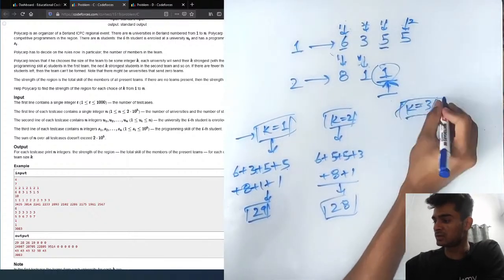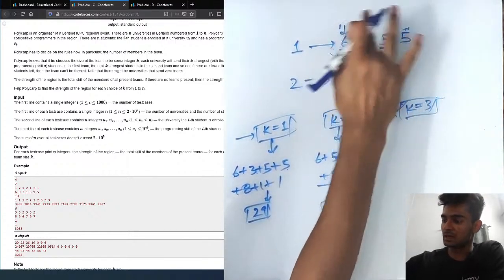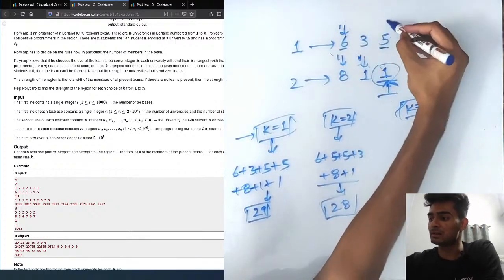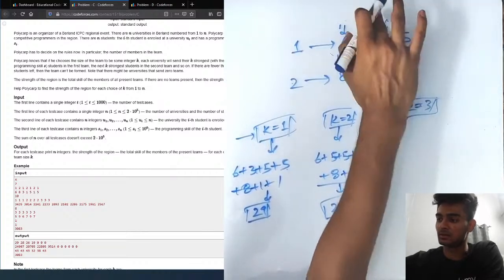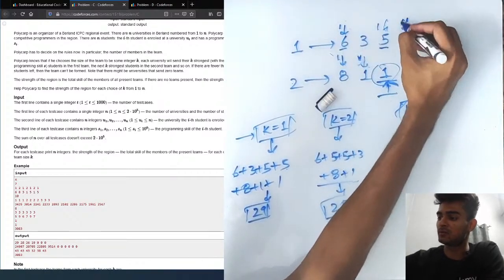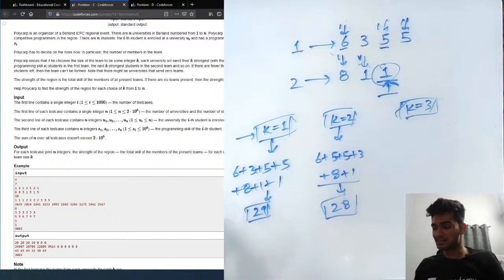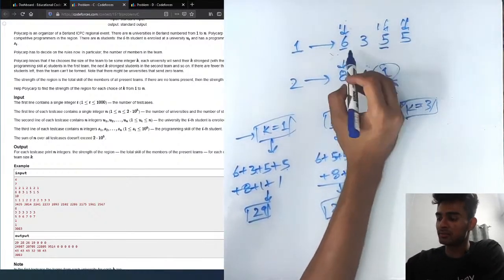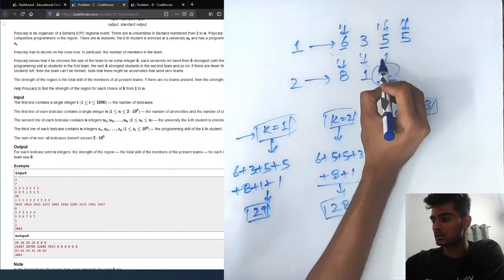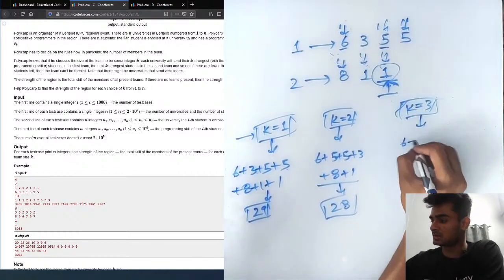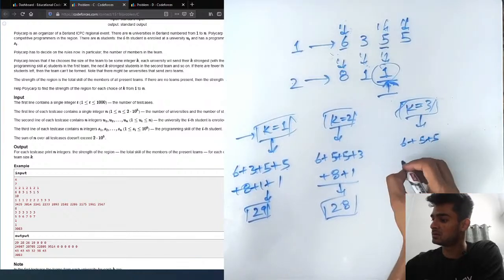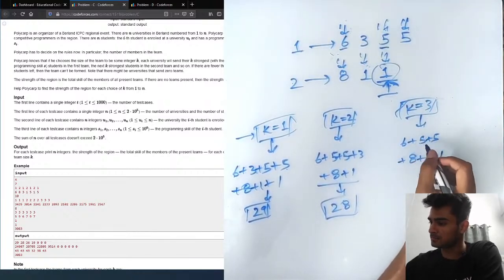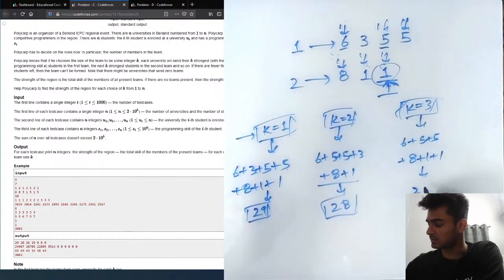And similarly for k equals 3. For the first university, there will be only one team, and the skills will be 6, 5, and 5. In the second university, since the size is 3, all 3 will form one team, and the sum is going to be 6 plus 5 plus 5 plus 8 plus 1 plus 1. This comes out to be 26.